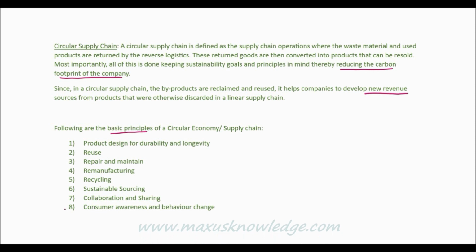Next one is consumer awareness and behavior change. Now, it is critical to educate customers about the benefits of a circular economy and to encourage responsible consumption. So these are some of the basic principles of a circular economy or a circular supply chain.